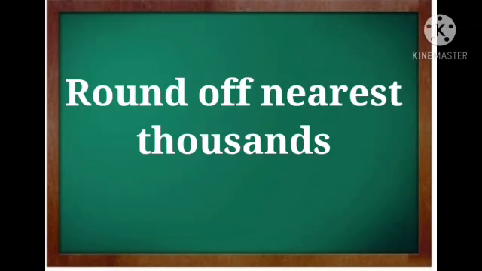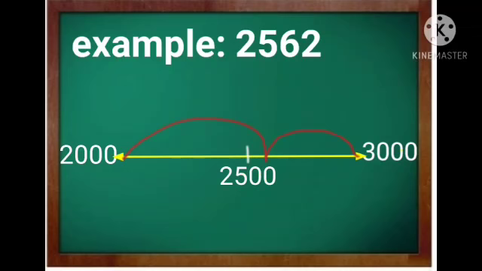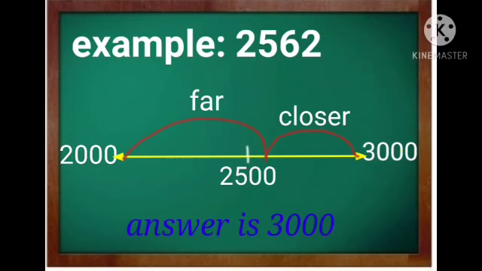Next, now we'll go for the thousands. We are going to round off to the nearest thousands place. If it is a four digit number, you round off the numbers to the nearest tens, hundreds and thousands. Let us take an example, 2562. It lies between 2000 and 3000. So 2000 is the beginning number and 3000 is the end number. 2562 is closer to 3000 and very far from 2000, so the answer should be 3000. Next class, we will continue with the exercise problems.